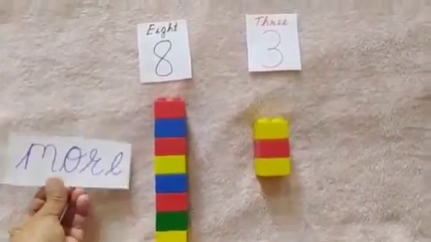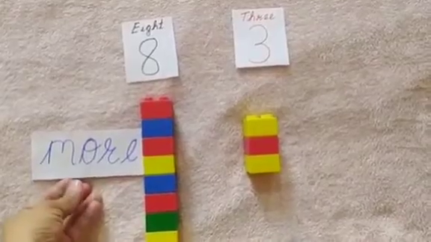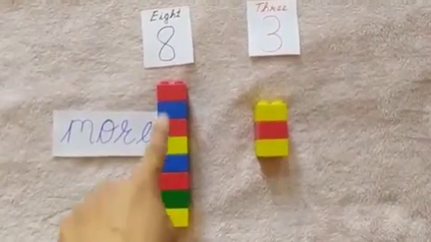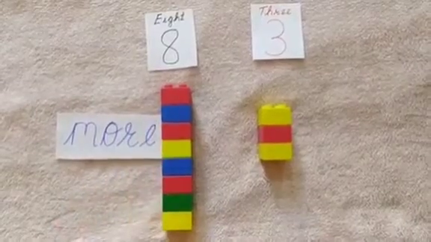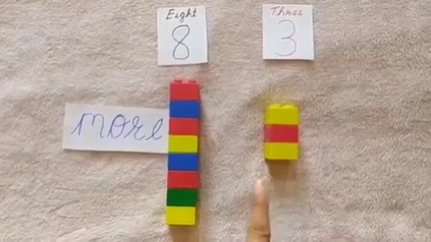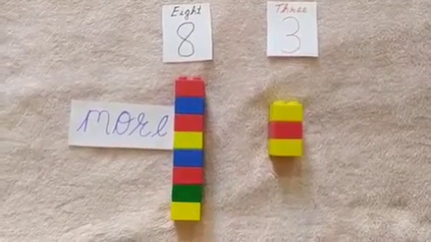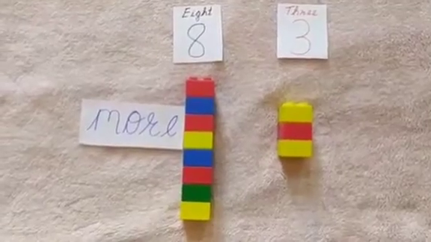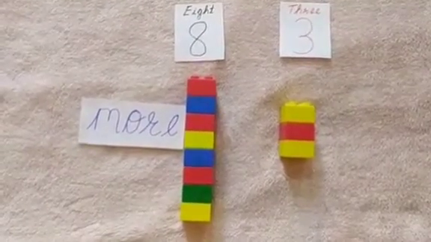So I put here number 8. This is more. 8 has more blocks. This tower has 8 blocks, which is more, which is bigger than which number? We are comparing, so you use the words always more than, less than. Yeah, these are the terms that you're going to use.